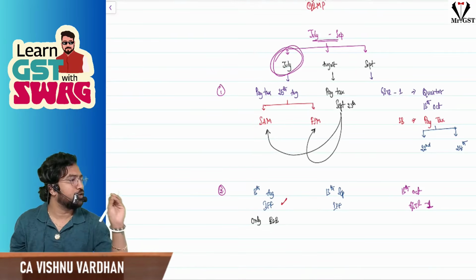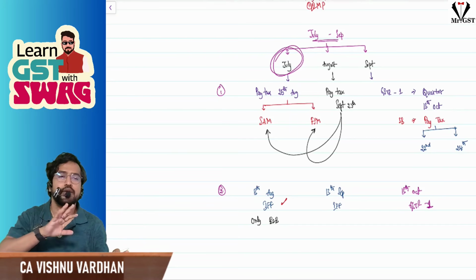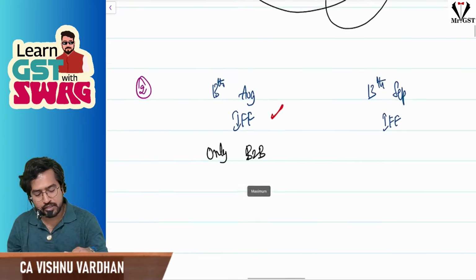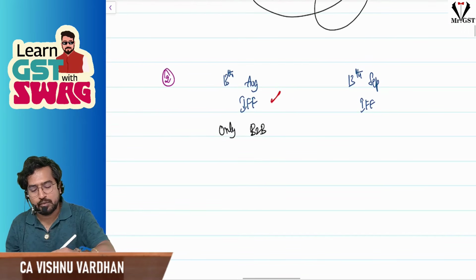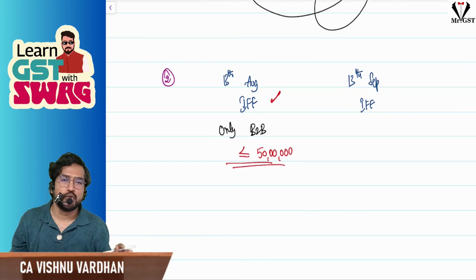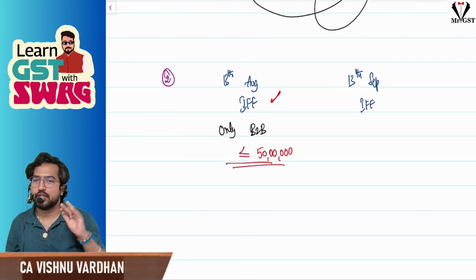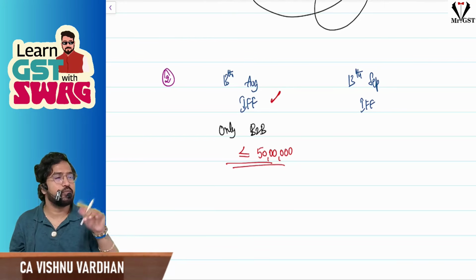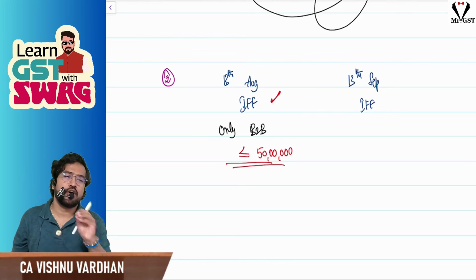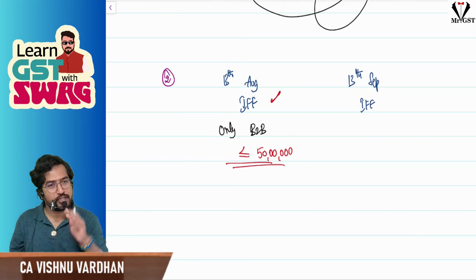IFF. In IFF what will you file? B2B invoices only, not B2C. And one more interesting part is, only B2B but less than or equal to 50 lakh. You cannot file more than 50 lakh worth of invoices in a month. Why? Because their logic is, aggregate turnover of 5 crores in a year, per month how much is the sale you are doing? Almost 45 lakhs, 47 lakhs, like that. So on average they give 50 lakhs.